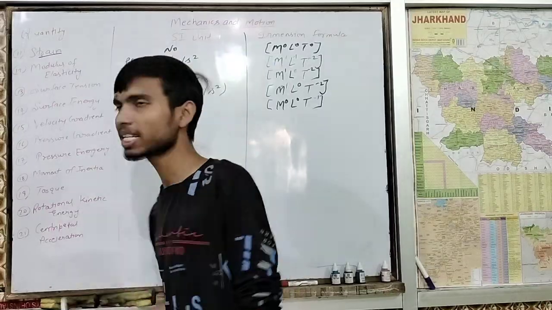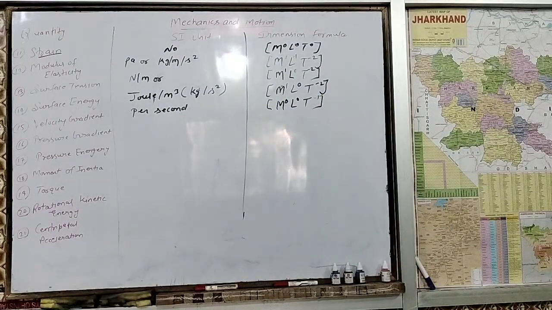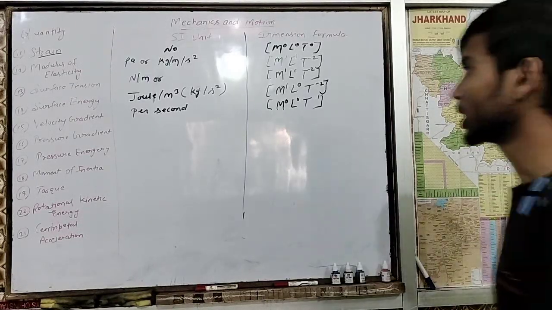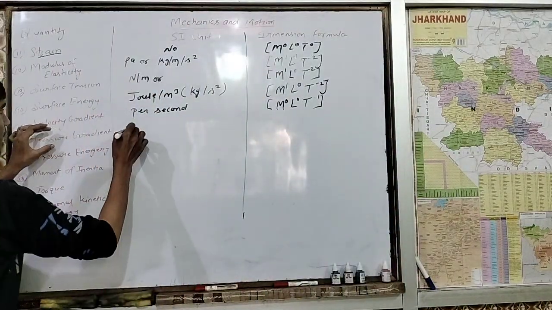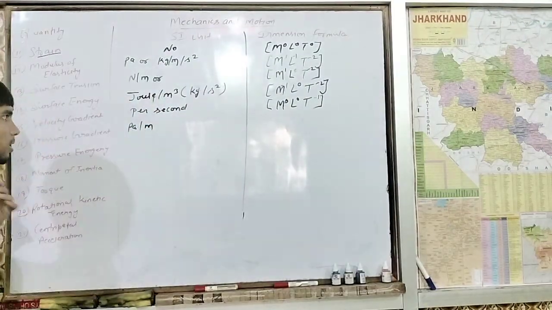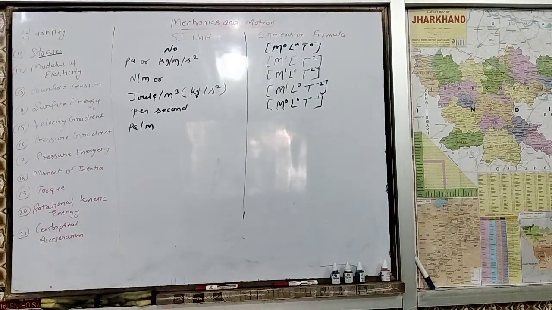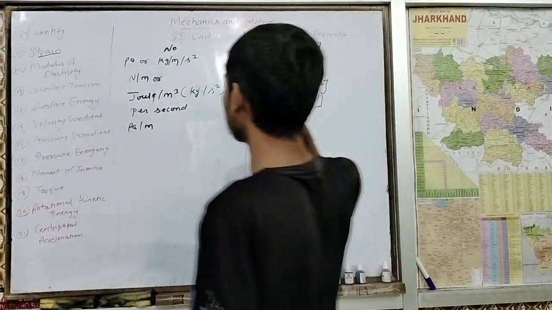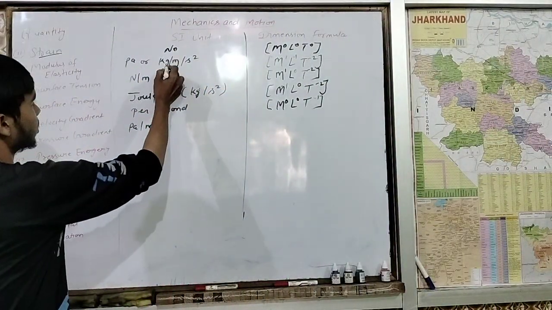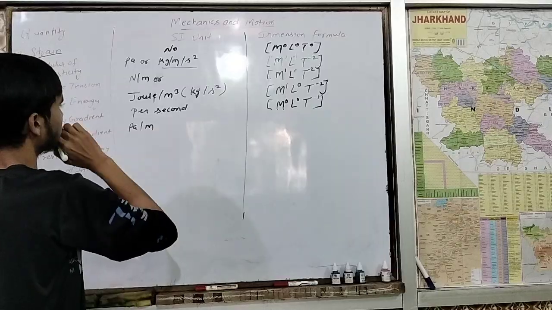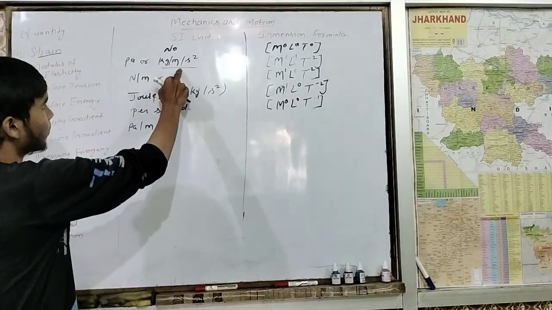Now next we have pressure gradient. We saw velocity gradient, but what about pressure gradient? For this, the unit is Pascal per meter. Now what is the dimension formula for Pascal? For Pascal, you know that, you just write it here. So the dimension for this is what?